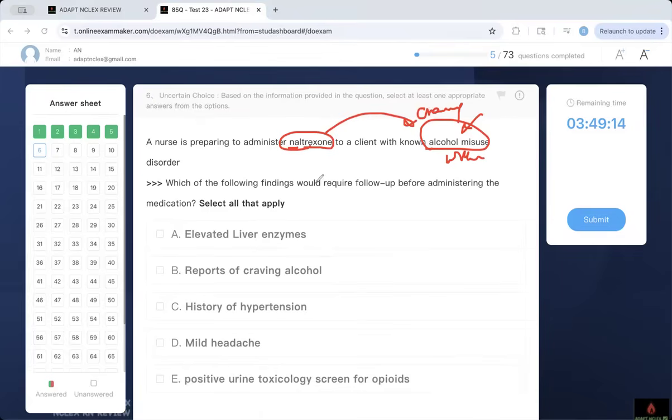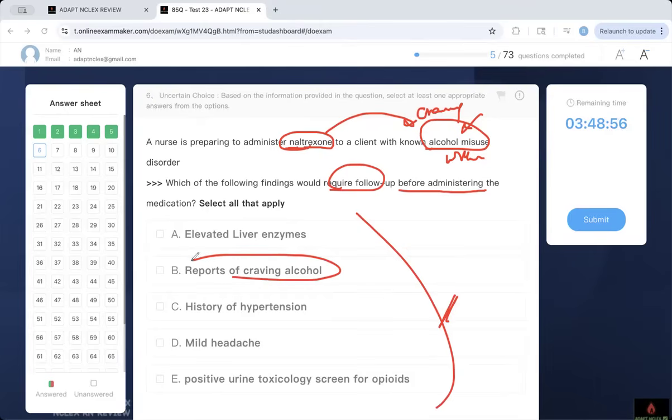Now, what would I have to do when I see "require follow-up before administration"? If I see something like that, that means I should not give you the medication. Strategy to improve your answer choice: look, it's alcohol misuse. Well, if you are craving alcohol, that's why I'm giving it to you. Now, mild headache. Whenever they give you something, they put mild headache there, common sense. That means they are not worried about it. If they worry about it, they'll tell you severe or moderate headache. Therefore, this is eliminated. Then you are left with A, C, and E.